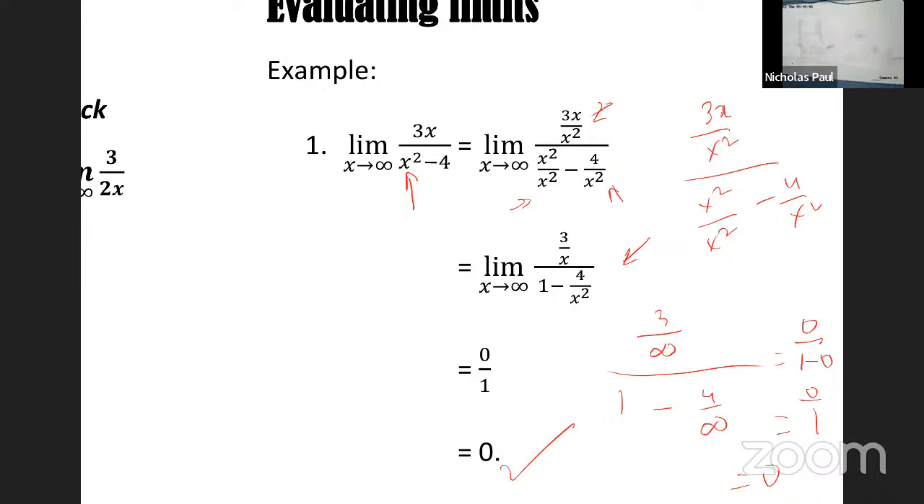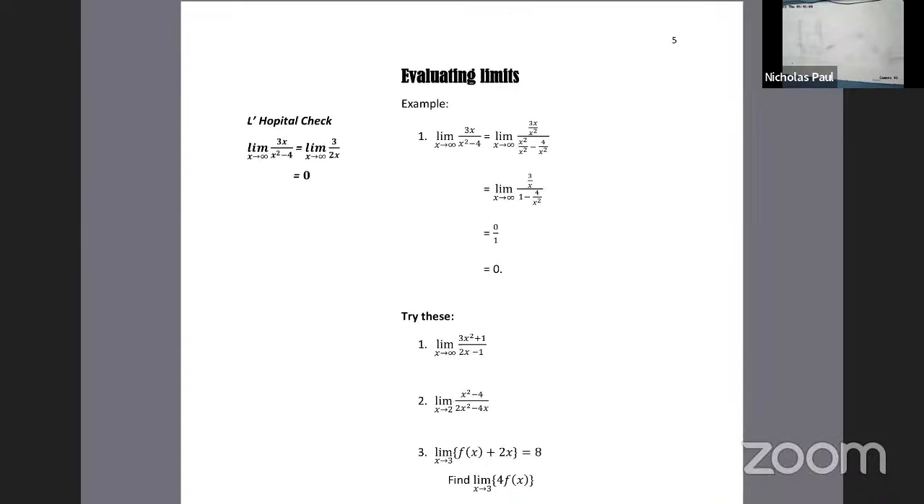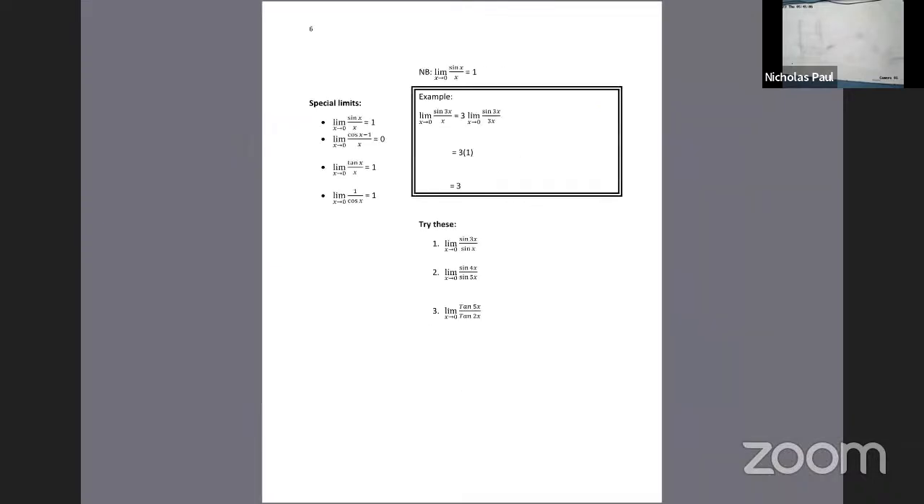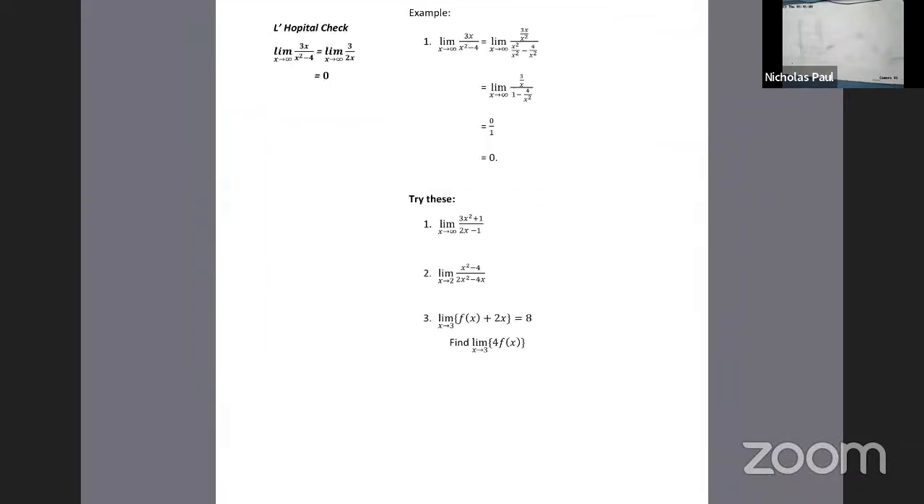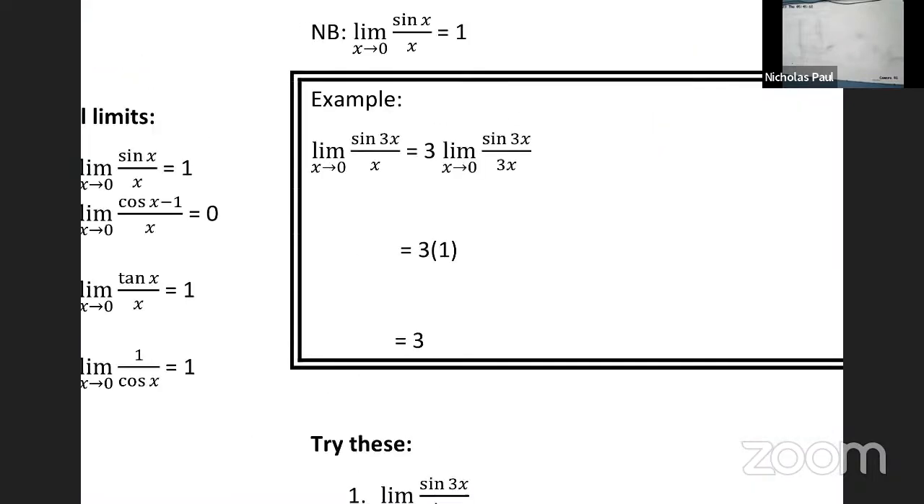Are you okay with that? So if factorization doesn't work, then you divide by the highest power. If both of them are not working, then you may have done something wrong with the factorization, because one of them should work. Are you okay with that? Last type. You have 3 to try there for homework. Last type is this.